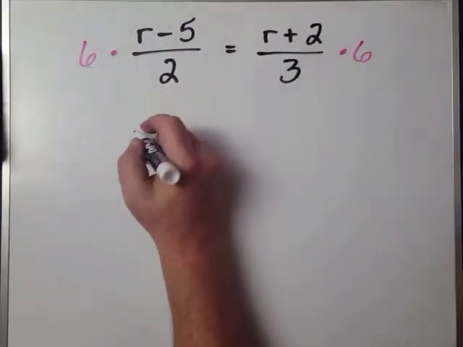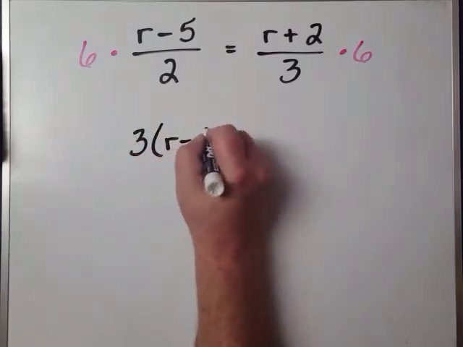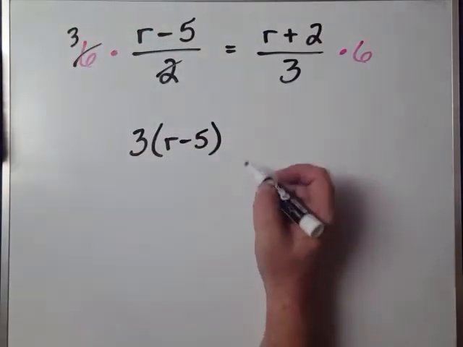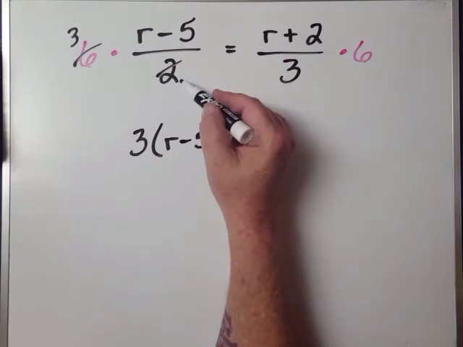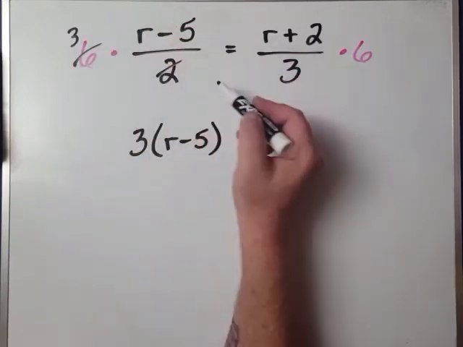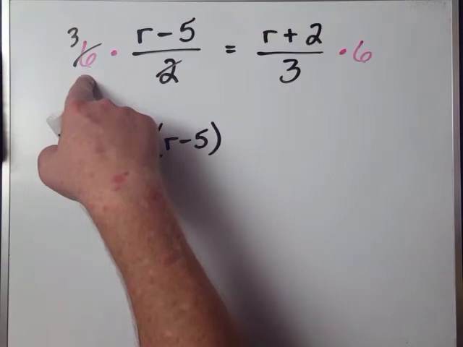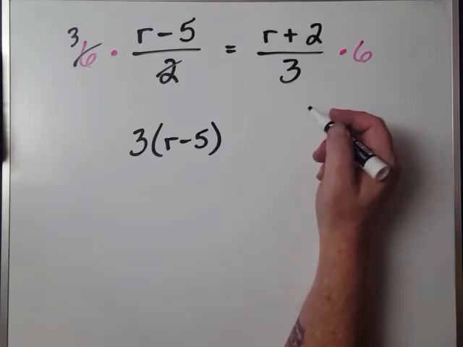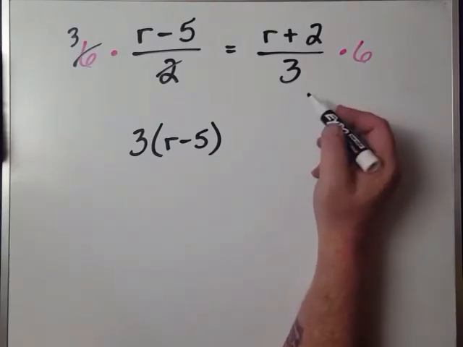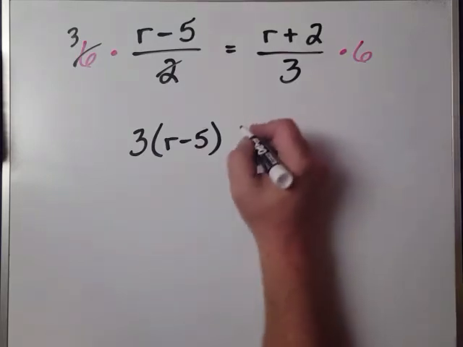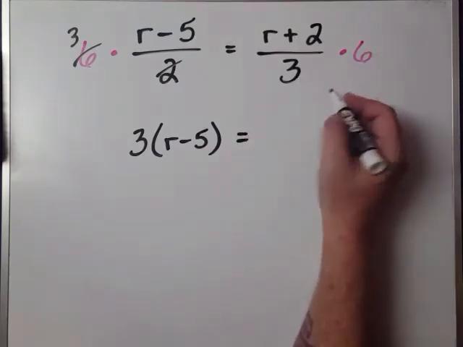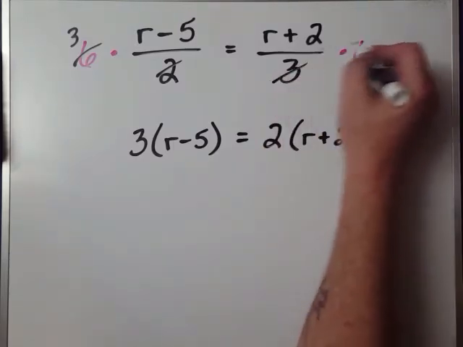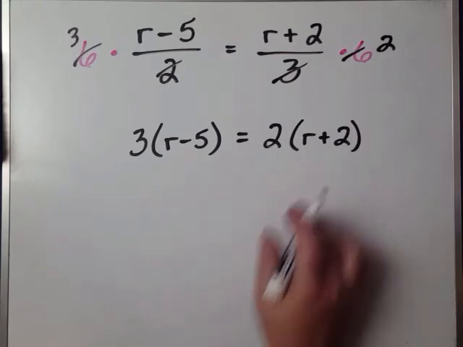6 divided by 2 is 3 times that numerator. I don't usually show the canceling because quite often we are going to be distributing. We're going to need to reuse that LCD every time we distribute, so I don't like to strike it out. But here, each one's only going to get used once, so there's no harm in showing the cross canceling. On the right hand side, 6 divided by 3 is 2 times that numerator. And then we'll clean this up.